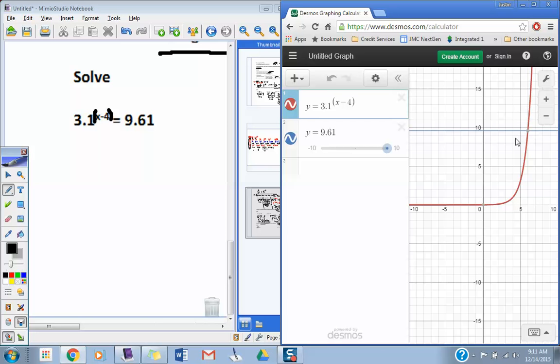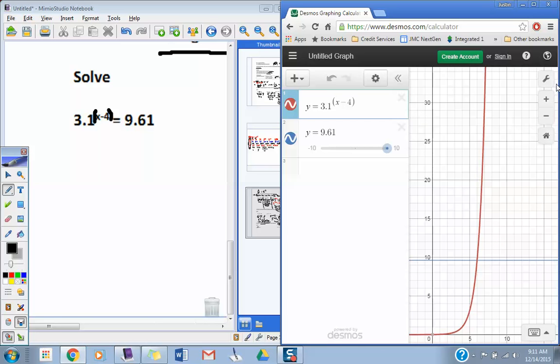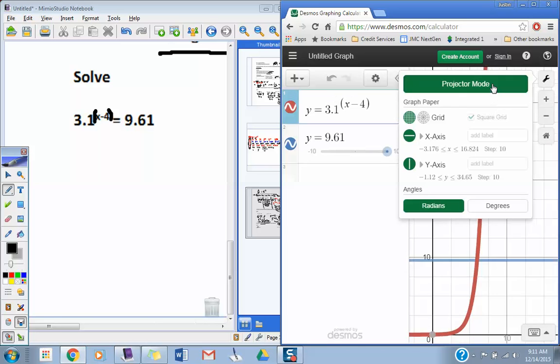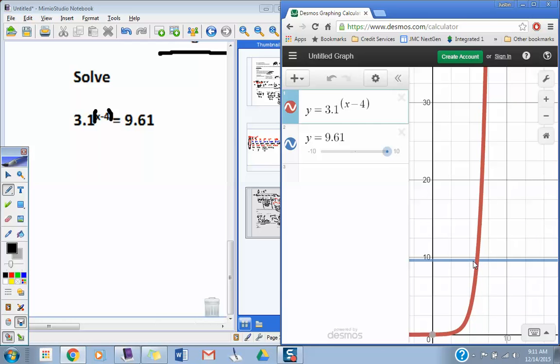Let me pull this down a little bit so I can read that better, project this for you. This point where it crosses right here, that's the point it crosses at. I want the x value. So what's the x value there? 6. X is 6. Okay? So let's take a look at the second part of this.